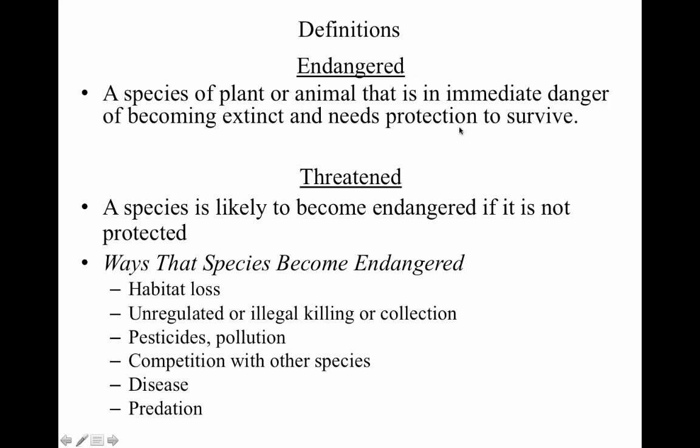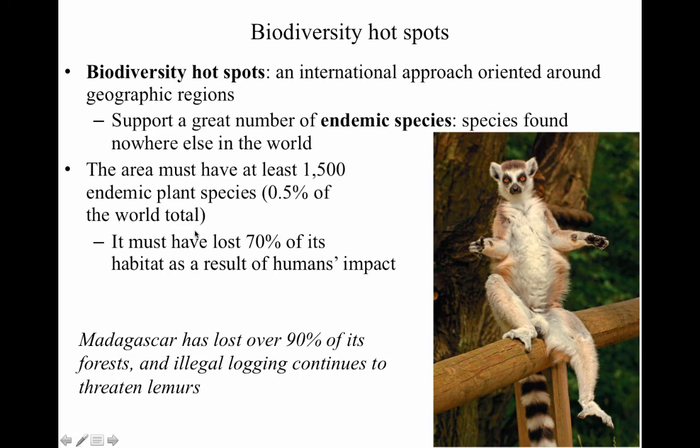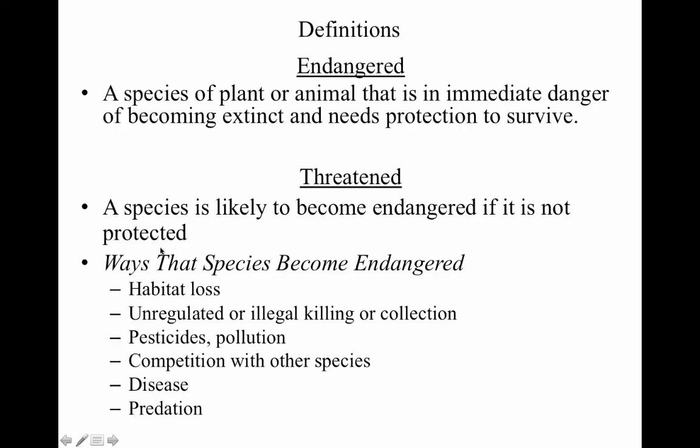Endangered is a species that is in immediate danger of becoming extinct and needs protection, whereas threatened is a species that is likely to become endangered if not protected. The ways that a species becomes endangered: number one is habitat loss. Number two, the unregulated killing or collection, or illegal, which would be poaching, pesticides and pollution, competition, disease, and predation.